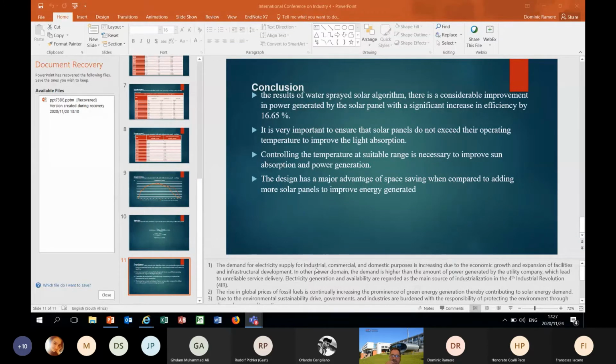So I do have one myself. When you were comparing the variant with or without the water spraying cooling, did you have an experimental setup with both variants that you could really compare at the same time, on the same day, with the same weather conditions and so on? Or was it done on different days?